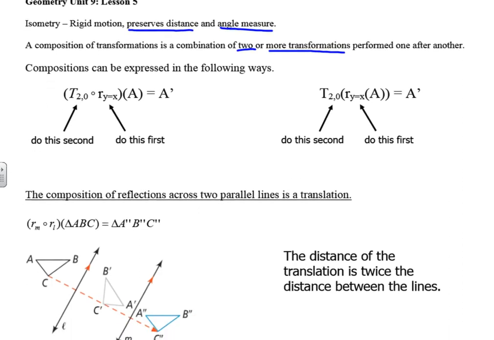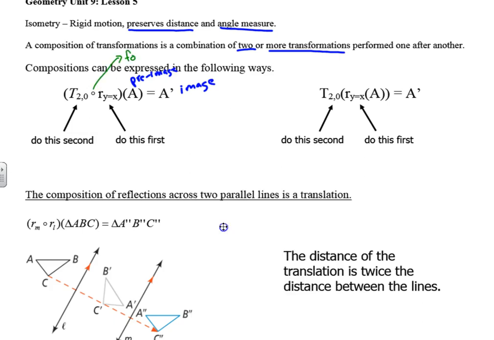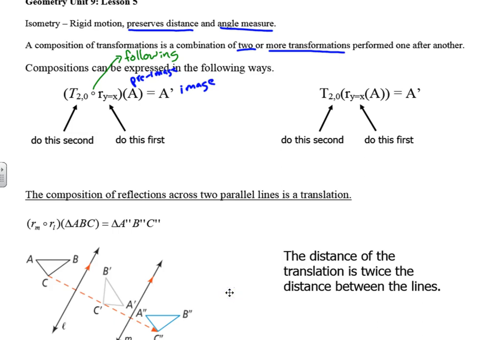All right, so the first one is we have this translation right to 0 following a reflection in the line y equals x, and this is our pre-image and this is our image. Now this little O here means following. Okay, so following. And so the order is really important, and this is the critical piece.